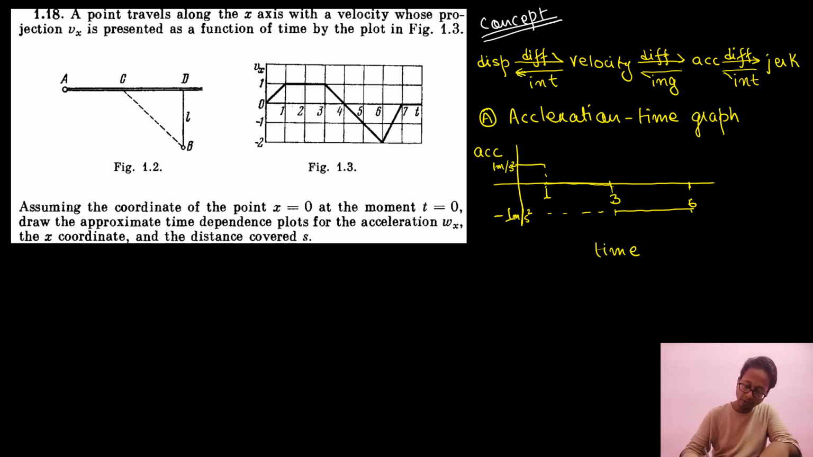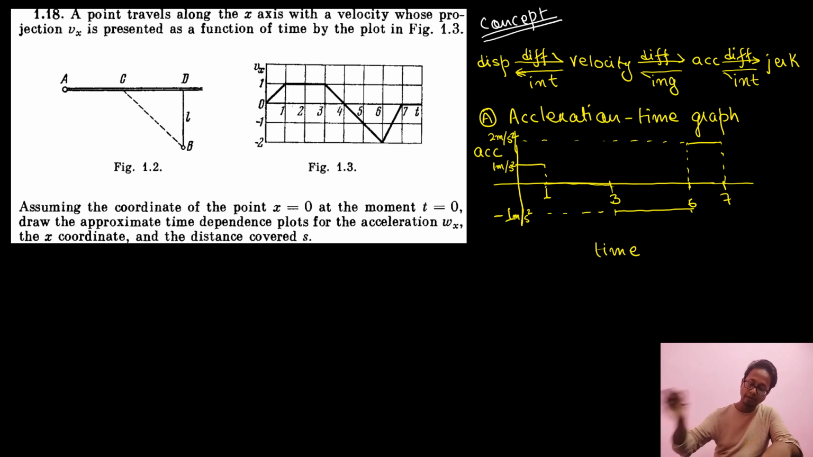Now from t equals 6 to t equals 7, from this value to this value, the slope is positive here. So what is the value of the slope? v2 minus v1, 0 minus (minus 2), which is 2, divided by 1. So from 6 to 7, the value of acceleration is equal to 2 meter per second square.